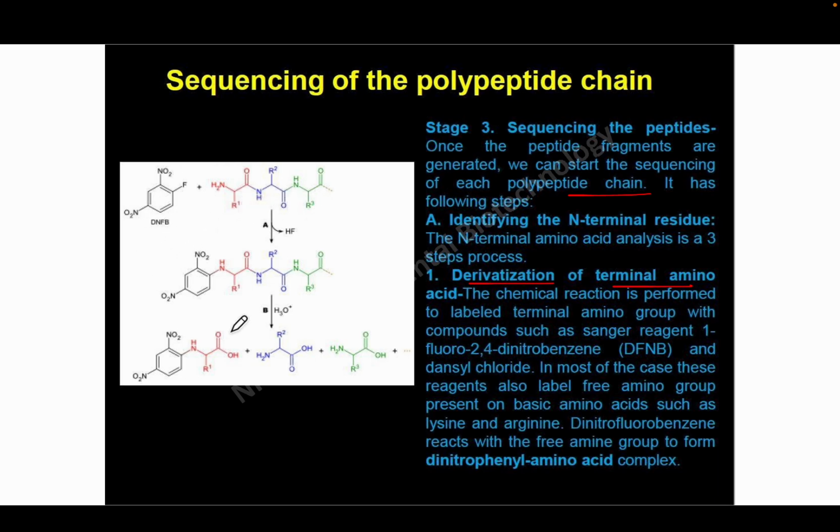So you can see this is the amino acid, and then it's reacting with FDNB. The reaction is performed to label the terminal amino group with compounds such as Sanger reagent. So this is Sanger reagent, 1-fluoro-2,4-dinitrobenzene, and dansyl chloride. In most cases, these reagents also label free amino groups present on basic amino acids such as lysine and arginine. Dinitrofluorobenzene reacts with the free amine group to form a dinitrophenyl amino acid complex.